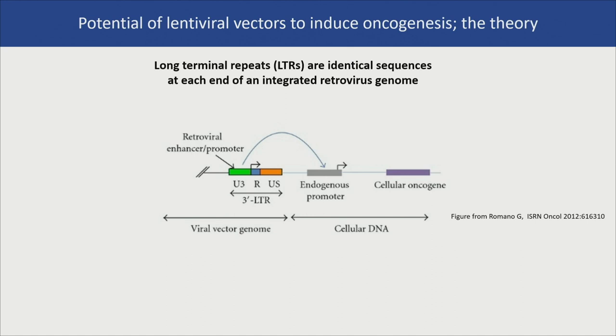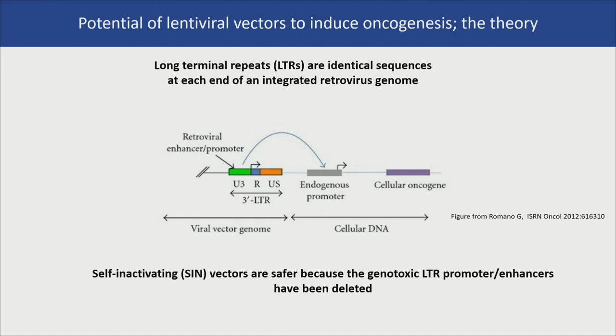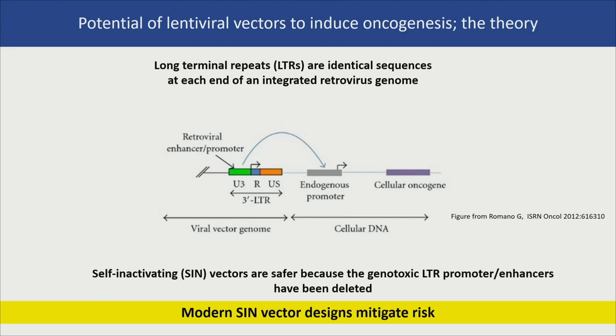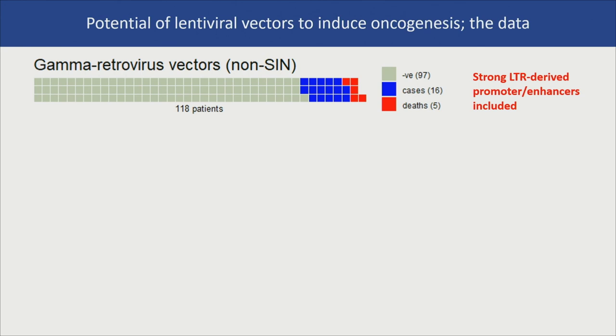And so that's what's happening, and the world is moving to self-inactivating vectors called SIN vectors that have got this long terminal repeat removed. And so the theory says to us that a modern vector should mitigate that risk. Now, I think we should be data-driven rather than theory-driven. So we've tried to collect together every single patient in the world that has been treated either with a gamma retrovirus or a lentivirus. So here are the patients treated with a gamma retrovirus that do have this long terminal repeat. Each square represents an individual patient.